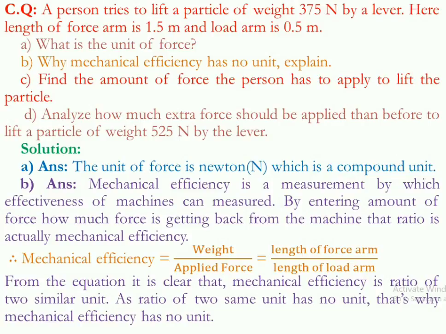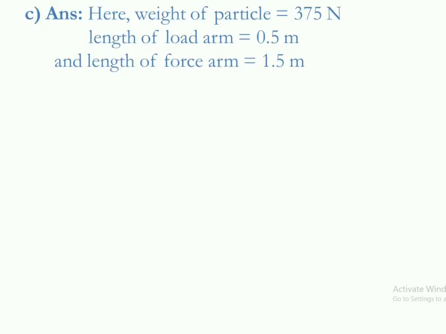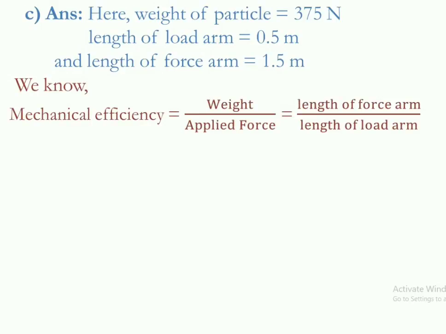Now let us see the amount of force needed to lift the particle. First of all, let us see what we have been given. Weight of particle is 375 Newton, one kind of force. Length of load arm is 0.5 meter and length of force arm is 1.5 meter. Now we have found in the previous answer, mechanical efficiency equals weight by applied force equals length of force arm divided by length of load arm. Now we have weight, length of force arm and length of load arm. So we have to find out applied force.